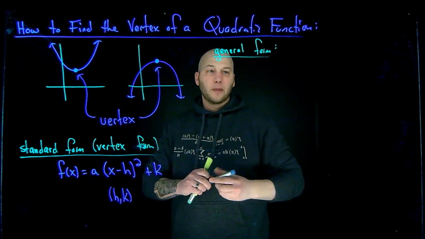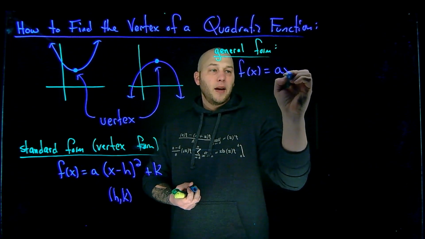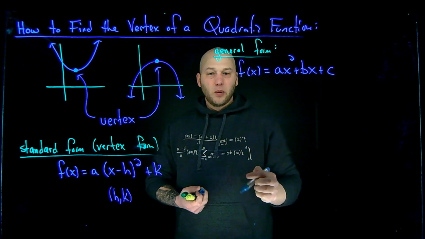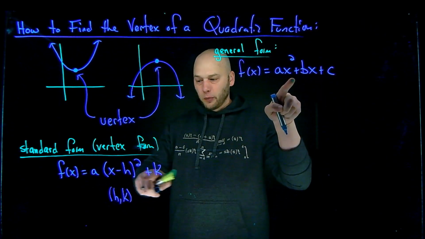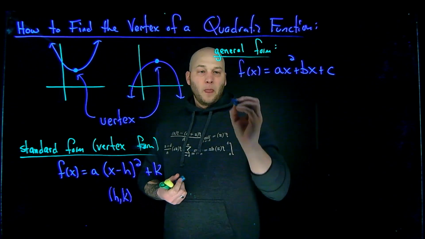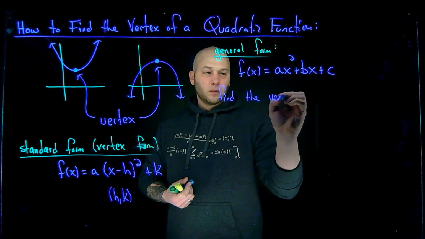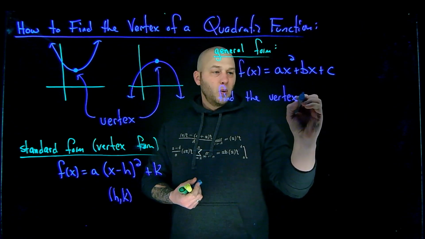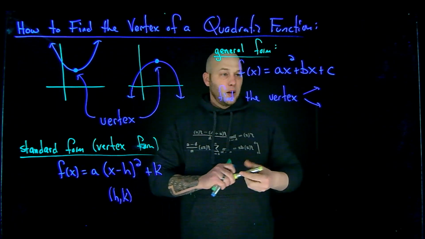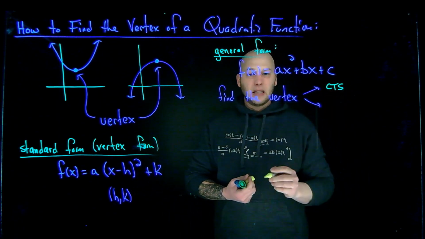it looks like the following. f of x equals ax squared plus bx plus c, which of course I can get by simply multiplying these terms out. But in this case, to find the vertex, we can do one of two things. The first thing I can do is the technique known as completing the square. So let's abbreviate that as CTS for the moment.